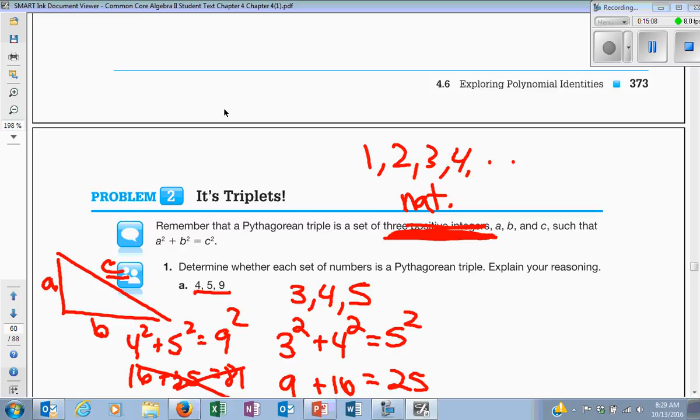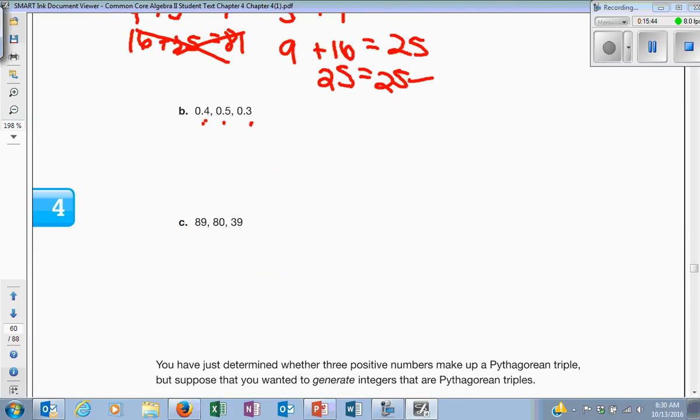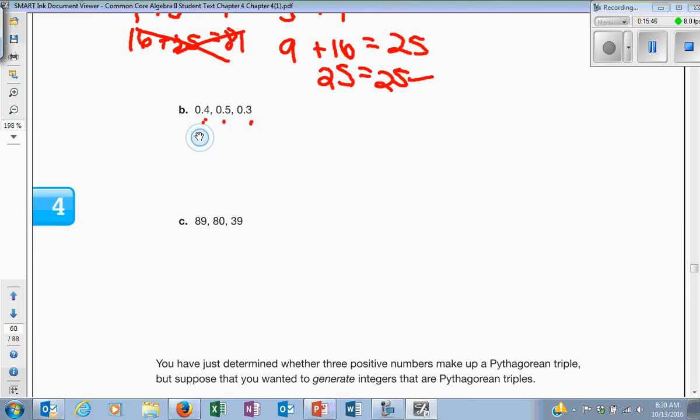What's the only difference between integers and natural numbers? There's negatives. We can get rid of all those negatives by not calling it integers. And we can't have 0, right? You can't have a 0 side. That wouldn't be a triangle, right? So we got to get rid of 0. What number system would I be in? My naturals. See, sometimes you can be smarter than the book. With me? All right. So are these a Pythagorean triple? No. Why? They're not natural.